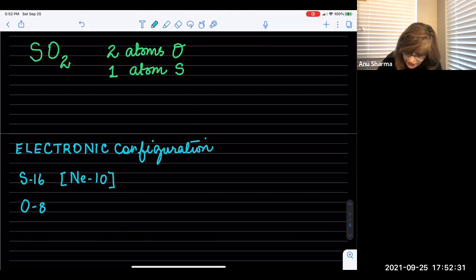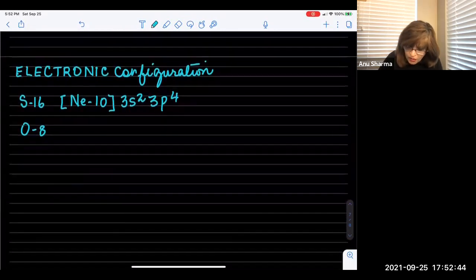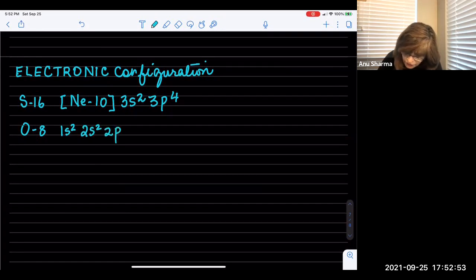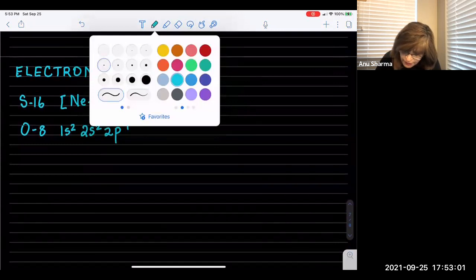And then you have here, sulfur is 16: 1s2, 2s2, 2p6, 3s2, and 3p4, okay? Now comes oxygen: 1s2, 2s2, and 2p4.